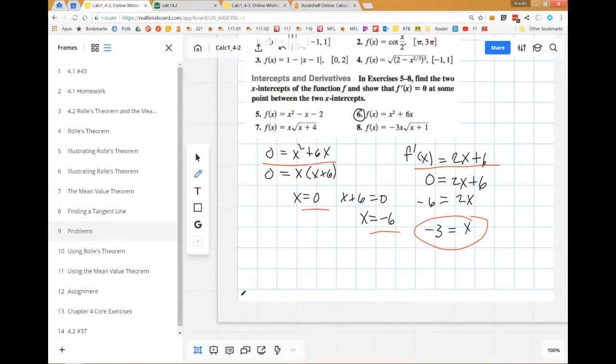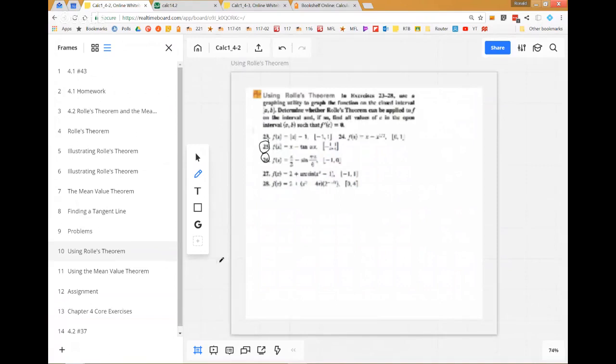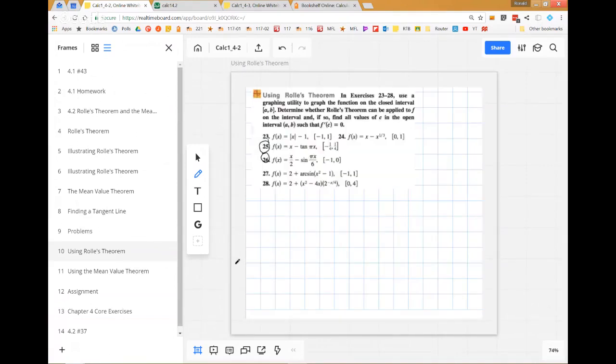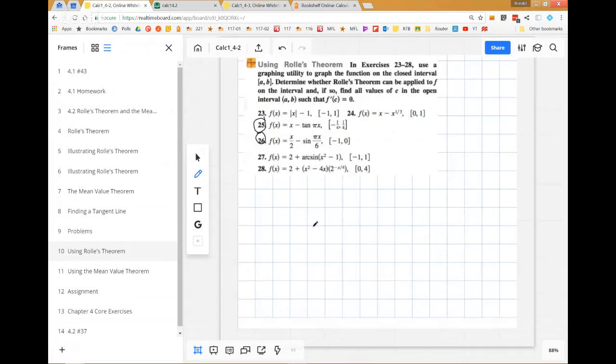Okay, so there's the first kind of problem with Rolle's theorem. Pretty simple, I think. All right, now going a little further, and now we're on Rolle's theorem. And what we're going to look at here is some problems from the assignment. We're going to look at 25 and 26.